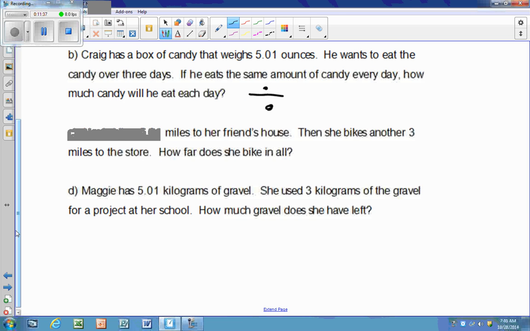Alexis bikes 5 and 1/100 miles to her friend's house. Then she bikes another 3 miles to the store. How far does she bike in all? Well, I'm adding these two together, and I don't want addition, so that's not correct.